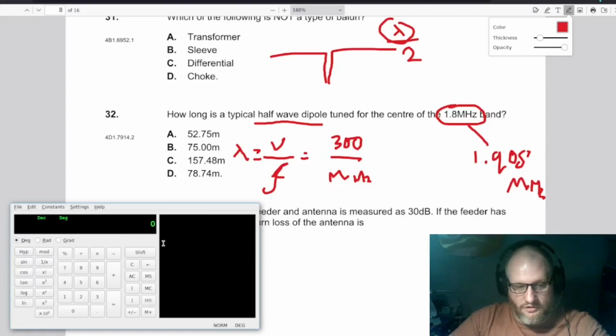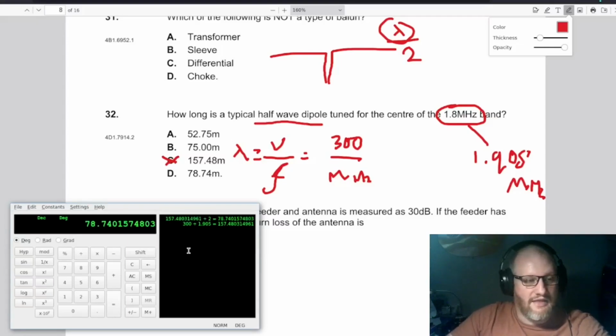So we do 300 divided by 1.905 megahertz, and that gives us this wavelength here of 157.48 meters. And we can see that as an answer here. However, that is incorrect, because that is the full wavelength here, and we're looking for the half wavelength. So we need to divide that by 2, and that gives us the answer of 78.74 meters. And it would be really tempting to select this as the answer here, and that's exactly what I did the first time I saw this question, but that is in fact wrong.